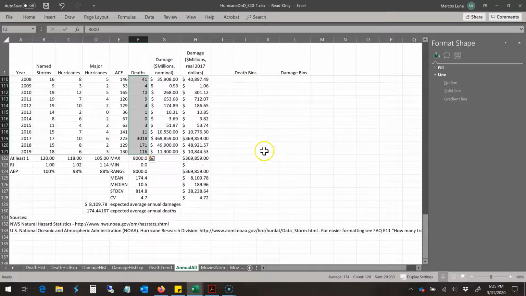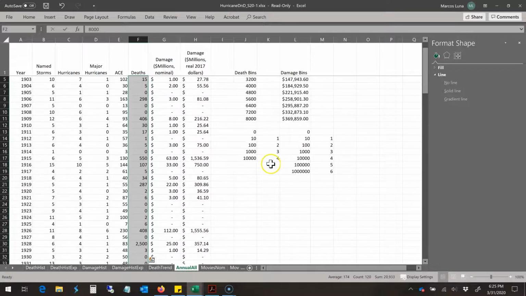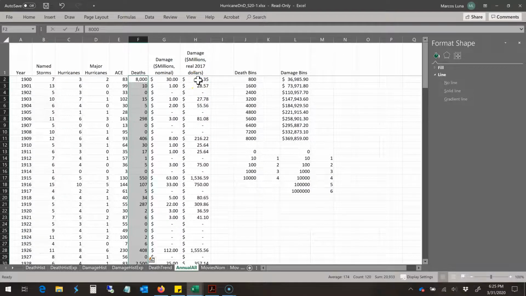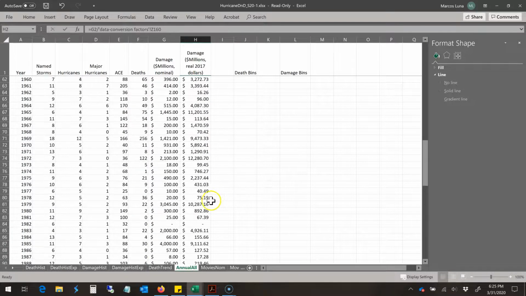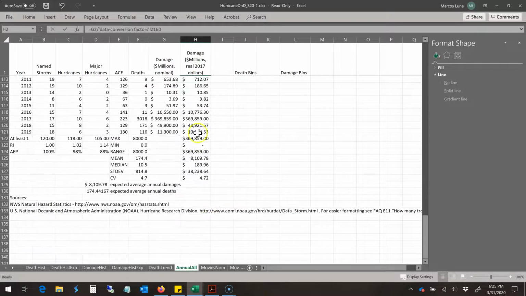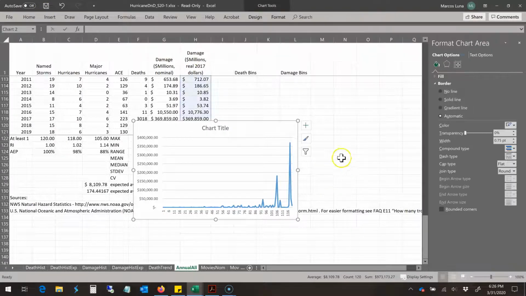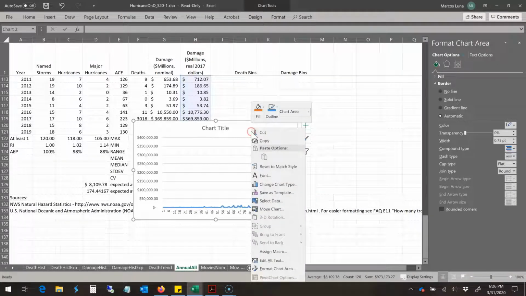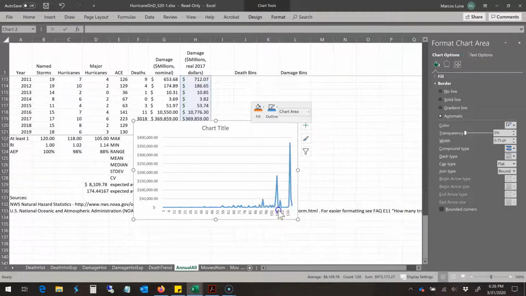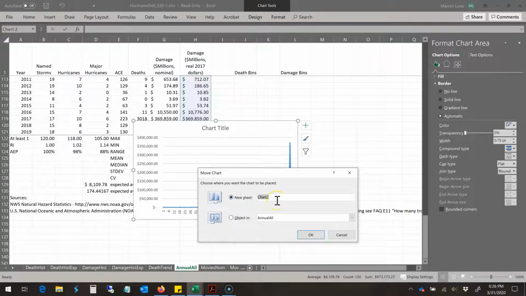So let's do the same thing for the damages. So we're looking here at the real dollars, right? That's what we've been working with. So I'm going to highlight those values as well, and I'm going to, again, insert a line graph. And this one looks a little more clear, so I want to also move this chart. I'm going to right click on it, move the chart to a new sheet, and we'll call this damage trend.